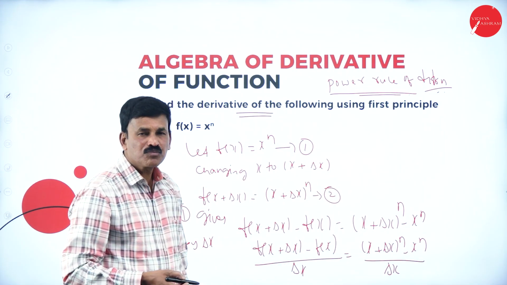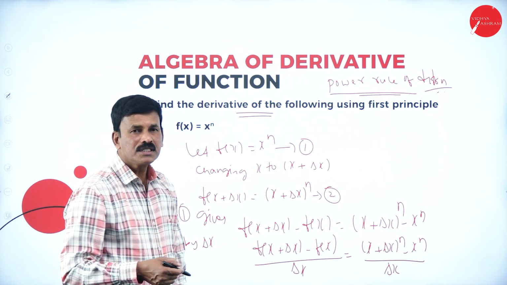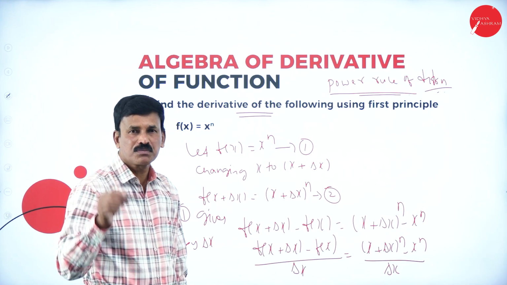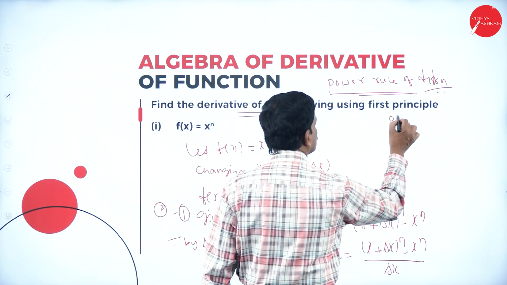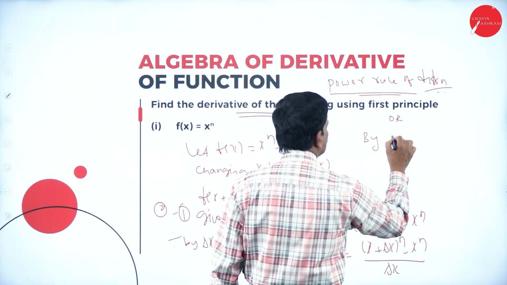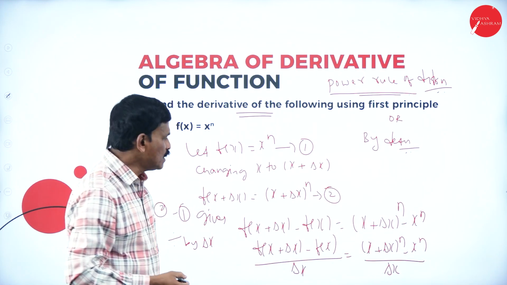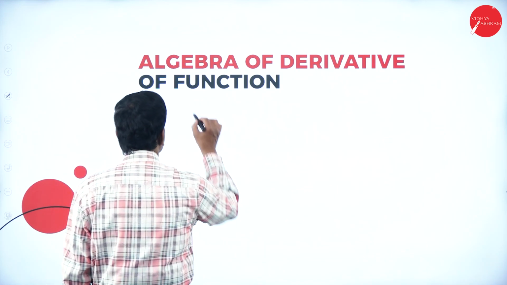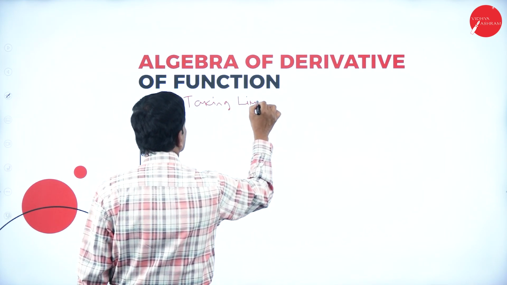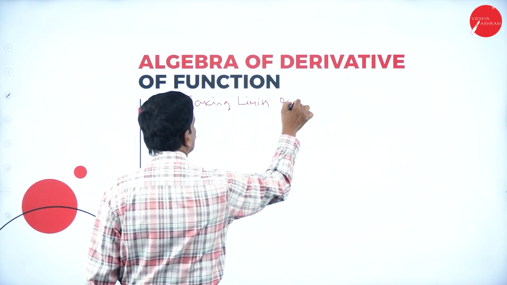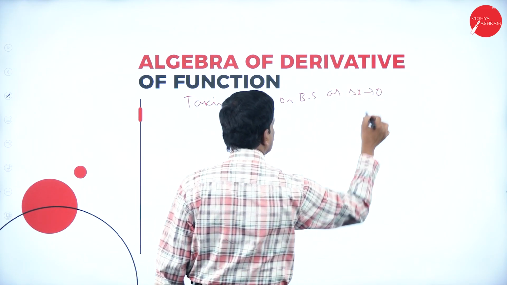This procedure of finding the derivative of a function is called derivative of a function using first principles, or it is also called by definition. Right. Now, next, taking limits on both sides as delta x tends to 0.